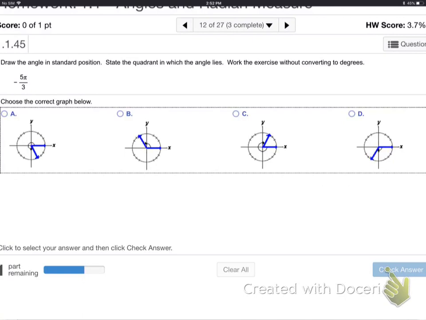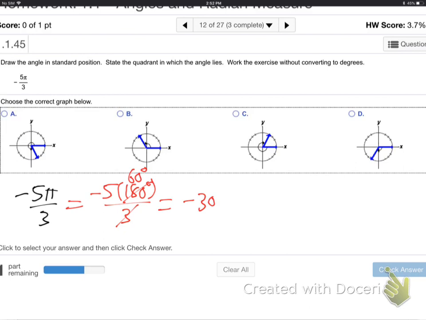Okay, so let's just convert that to degrees so it's easier for us to deal with. So negative 5 pi over 3 equals negative 5 times 180 over 3. Just pop in a 180 in place of pi. That's the rule. 3 goes into 18 6 times. You can just do the calculator. Negative 5 times 6 is 30. So negative 300.